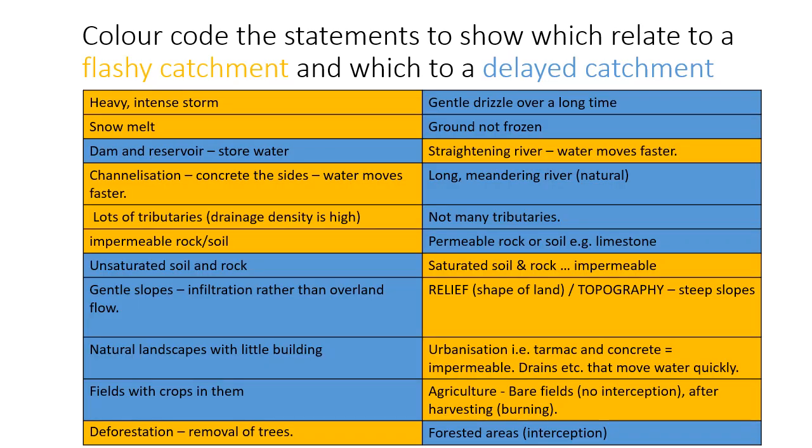Okay, so let's go through these. We've already done heavy, intense storm and gentle drizzle. Snow melt, if there's lots of snow melting, then there's more water, which is going to cause a flashy hydrograph. If the ground's frozen, then water won't soak into the ground and it'll increase the amount of overland flow, so more likely to be flashy. If you've got dams and reservoirs, well, the whole job of those is to try and stop floods, so it's going to create a slow onset.